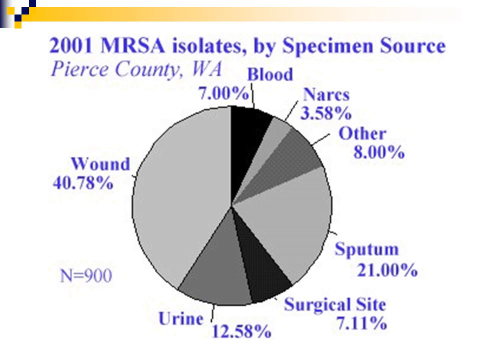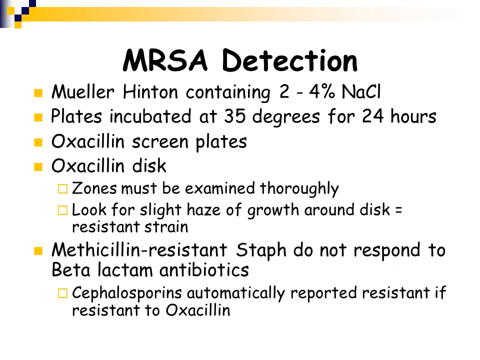So this is an old pie chart, but it hasn't changed all that much. The majority of the MRSA infections that you are going to see and isolate MRSA from in the clinical laboratory are wound specimens. You're going to get Staph aureus a lot from urines, from blood infections, from sputum, surgical sites, but the majority will be from wound specimens.